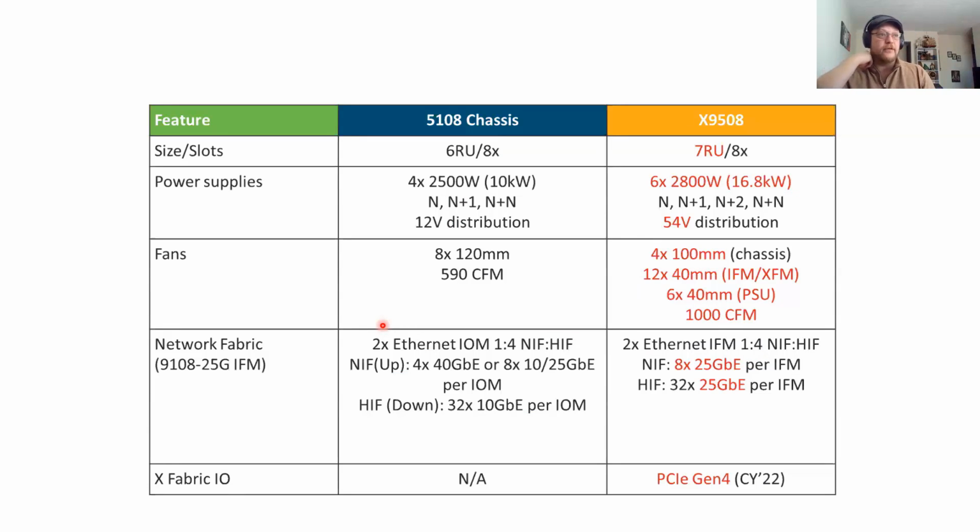Now, what I wanted to do is just really quickly share and compare the difference between our original 5108 chassis and the 9508. I already mentioned we went from 6RU to 7RU. We went from 4 2500 watt power supplies to 6 2800 watt power supplies, from 12 volt to 54 volt distribution. One thing I did not mention is the way that we have our power configured.